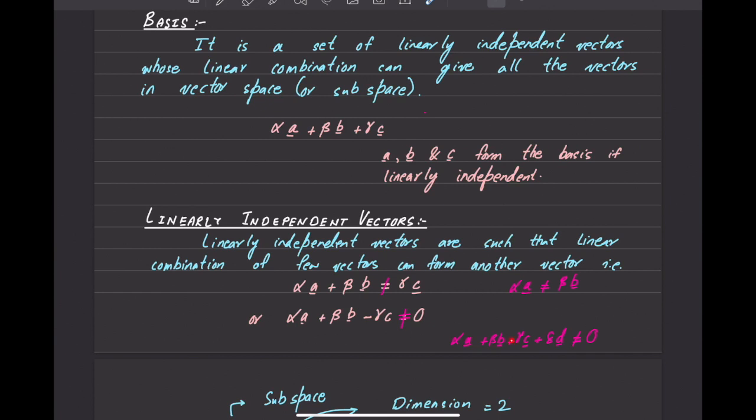The same thing applies to four vectors. So any such set of vectors whose linear combination can be summed up to give 0 with not all scalar multiples equal to 0, then such set of vectors are called linearly dependent vectors. And these linearly dependent vectors cannot form the bases. So bases can only be formed if these are linearly independent vectors.